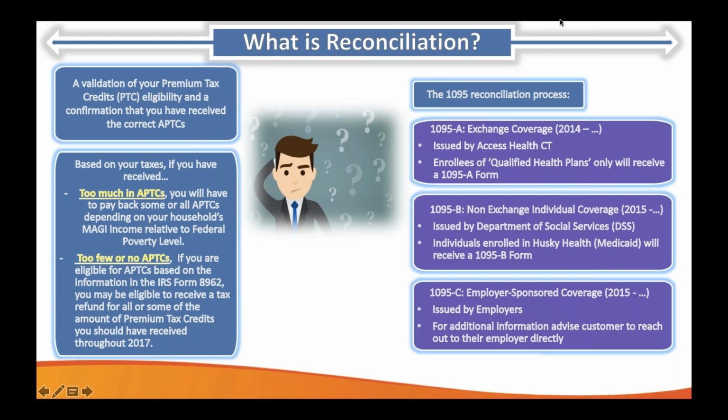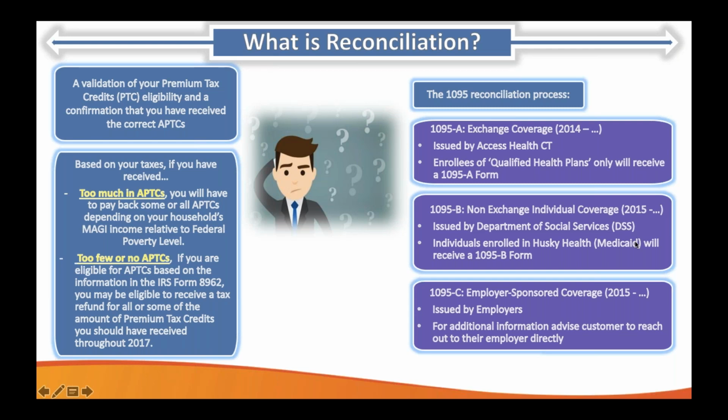Okay, few or no APTCs. If you're eligible for APTCs based on the information in the IRS form 8962, you may be eligible to receive a tax refund for all or some of the amount of premium tax credits you receive. So the 1095A is more of an informative form. The information actually has to be placed on the IRS 8962 form.